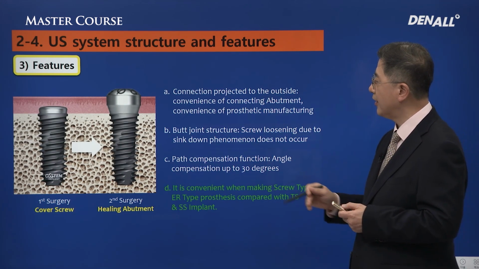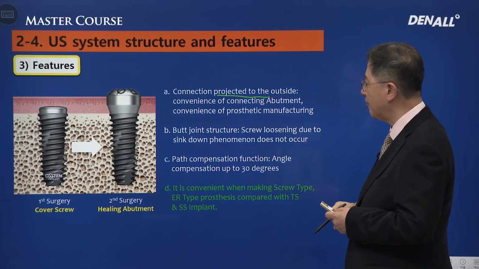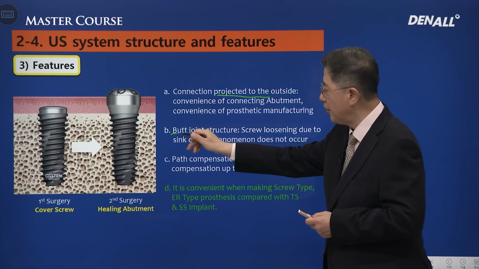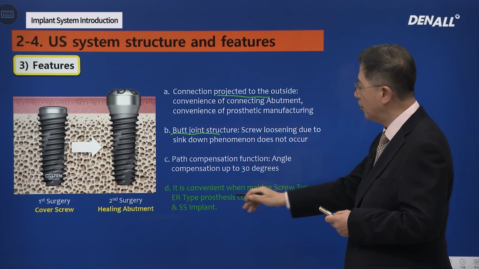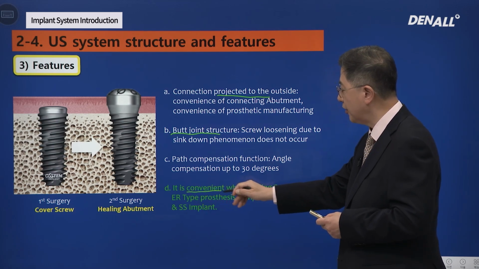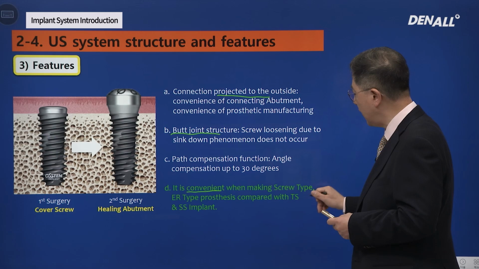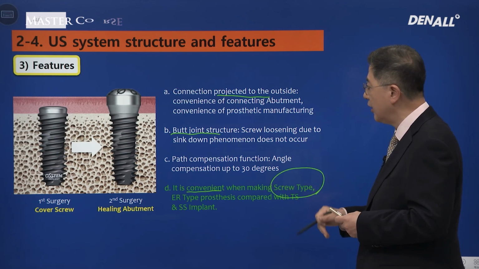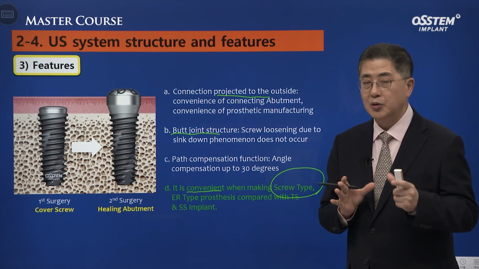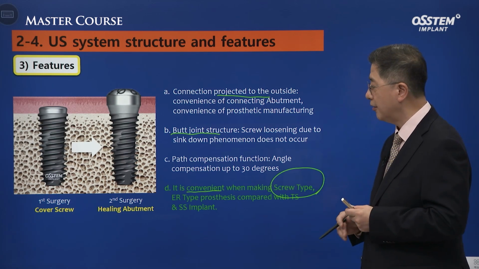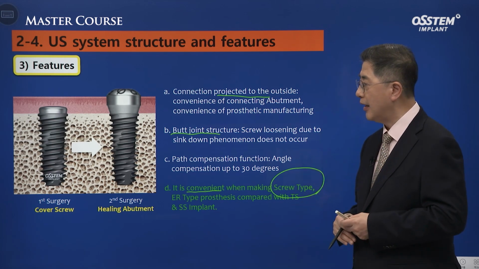US implant is an external type as the connection part is projected to the outside. And it has butt joint structure where surface and surface will be in contact. And here it is written in green color. For multiple cases with a screw type, especially, I believe that this external type will lead to good prognosis. In the case of using screw type for multiple teeth or in the case of ER type, I believe it has its benefits.